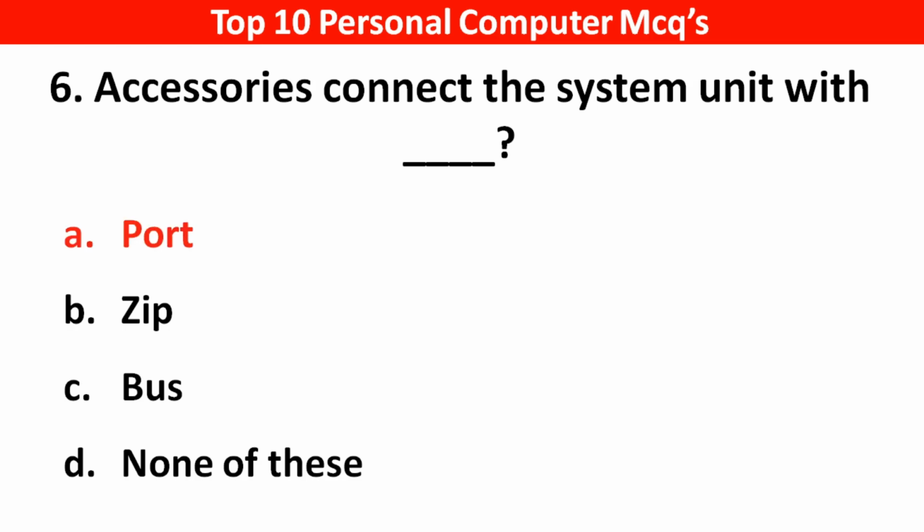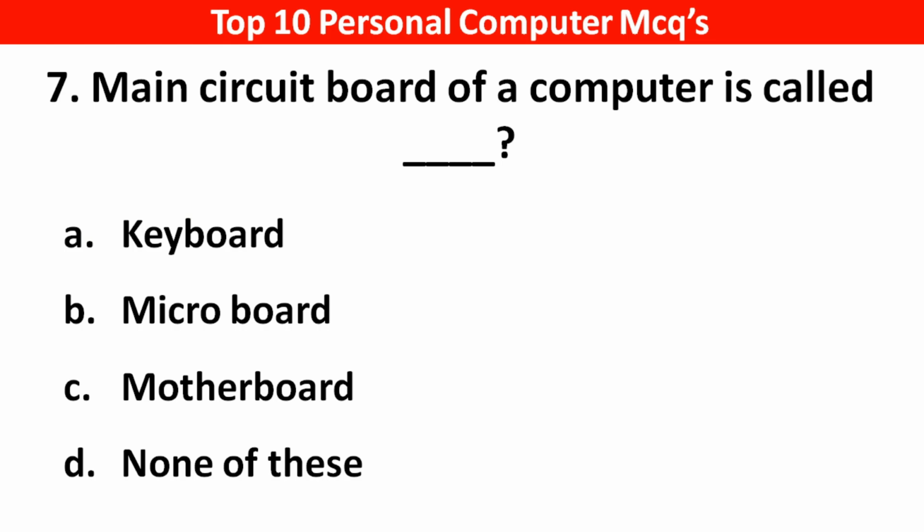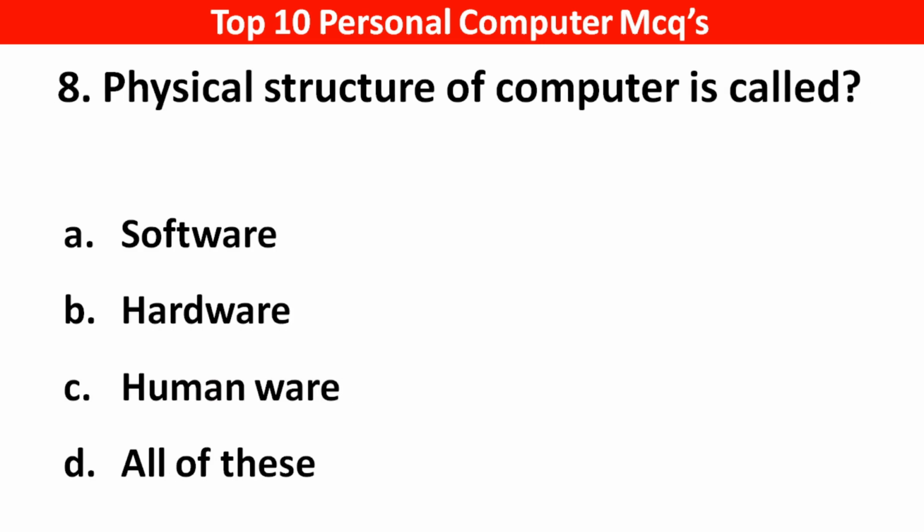Port. Next question. The main circuit board of a computer is called dash dash. Options A, keyboard. B, microboard. C, motherboard. D, none of these. Right answer is option C, motherboard. Next question. The physical structure of a computer is called options A, software. B, hardware. C, humanware. D, all of these. Right answer is option B.